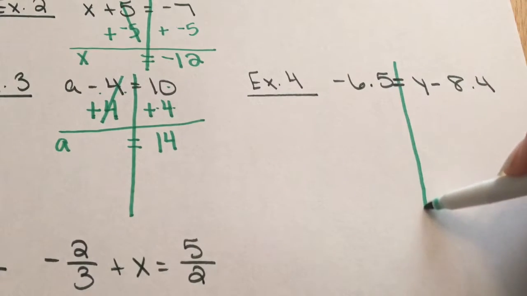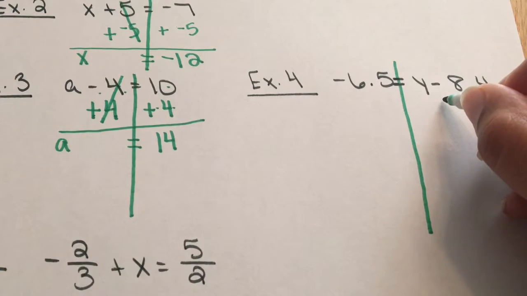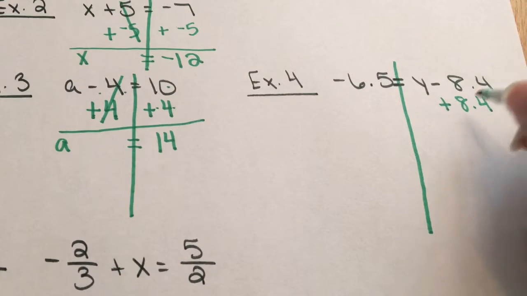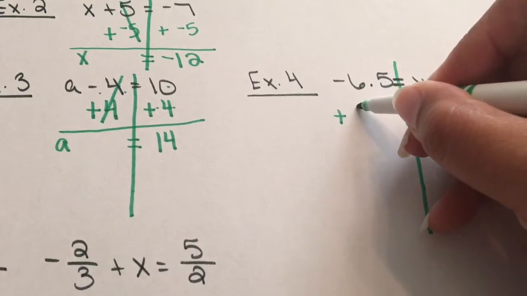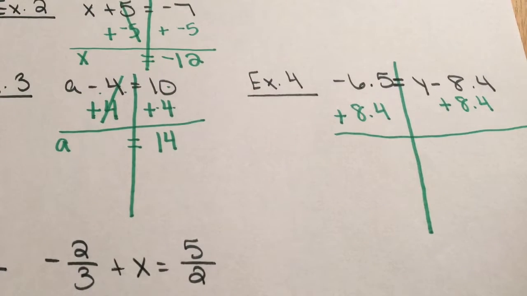I'm going to go ahead and put my line right here so I can separate my left side from my right side. I know that I want to get this y by itself, but right now it has a minus 8.4 with it. Well, what can we do to minus 8.4 that will make it 0? That's right, add 8.4, the opposite. And whatever I do to one side of the equation, I need to do to the other. So I'm going to add 8.4 to this negative 6.5 as well.